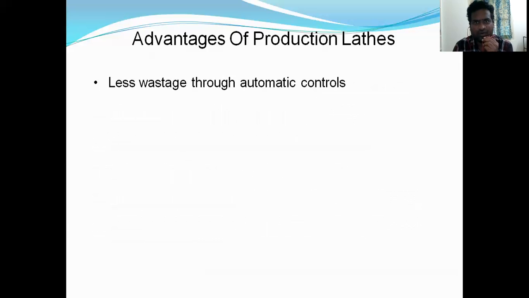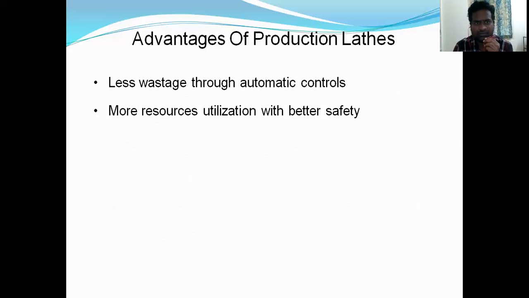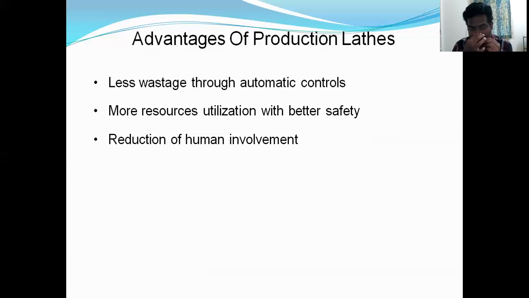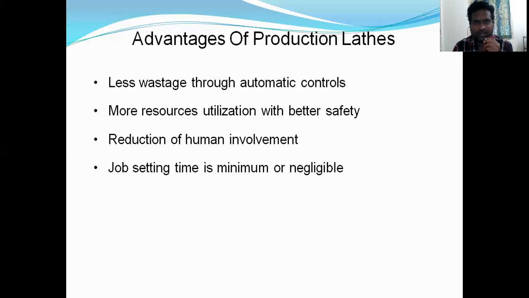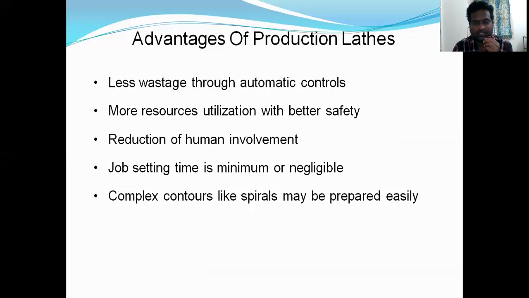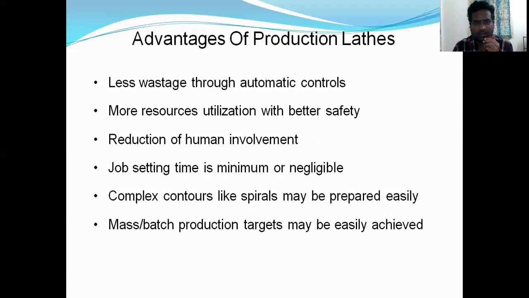Less wastage through automatic controls, more resources utilization with better safety, reduction of human involvement, job setting time is minimum or sometimes it can be negligible. Complex contours like spirals may be prepared easily, so it can be done by the copying lathe. And the last advantage point is mass batch production targets may be easily achieved.